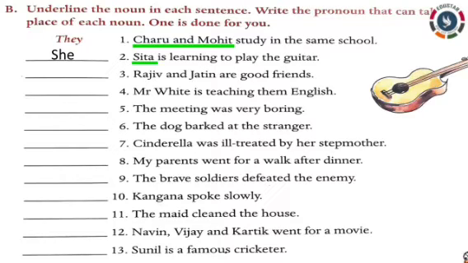Third sentence. Rajiv and Jatin are good friends. Here the subjects are Rajiv and Jatin. So underline them. And they come before the helping verb are. So use the subject pronoun they.